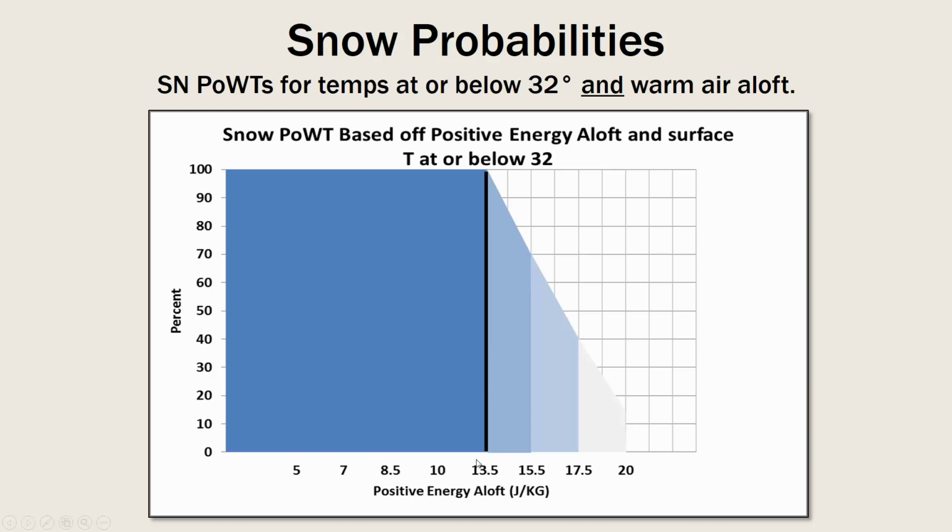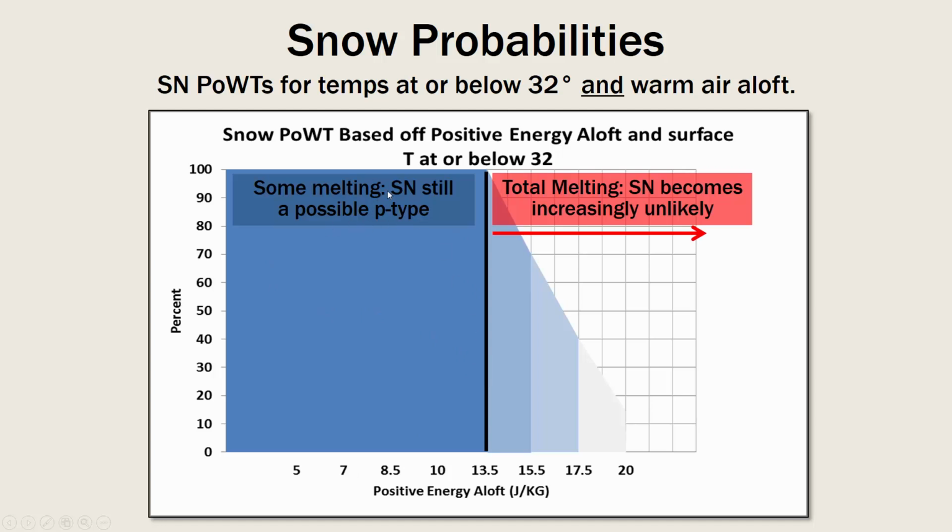First of all, you can see blue all the way up to about 13.5 joules per kilogram. So these are going to be what we consider some melting possible, but snow is still going to be a possible precipitation type. As you start to get above that level, snow probabilities start to drop off significantly, and when you get above about 20 joules per kilogram, we consider that total melting, and snowfall will not be included in the forecast.